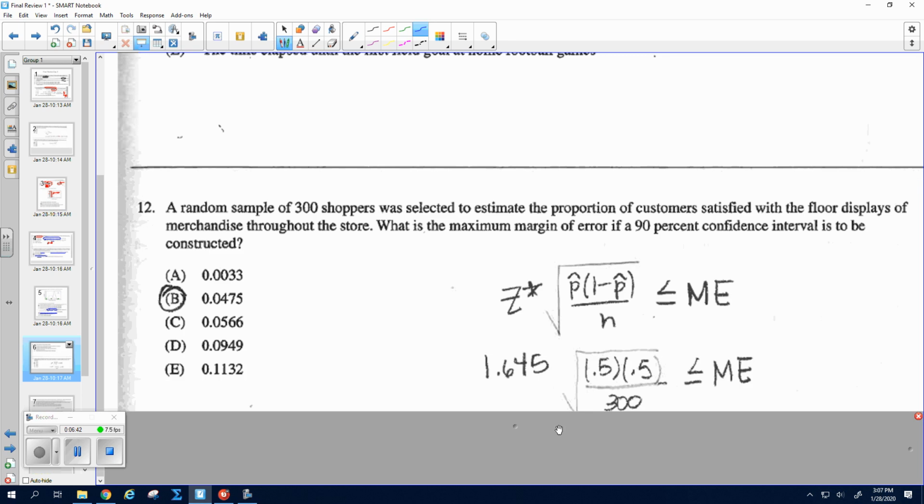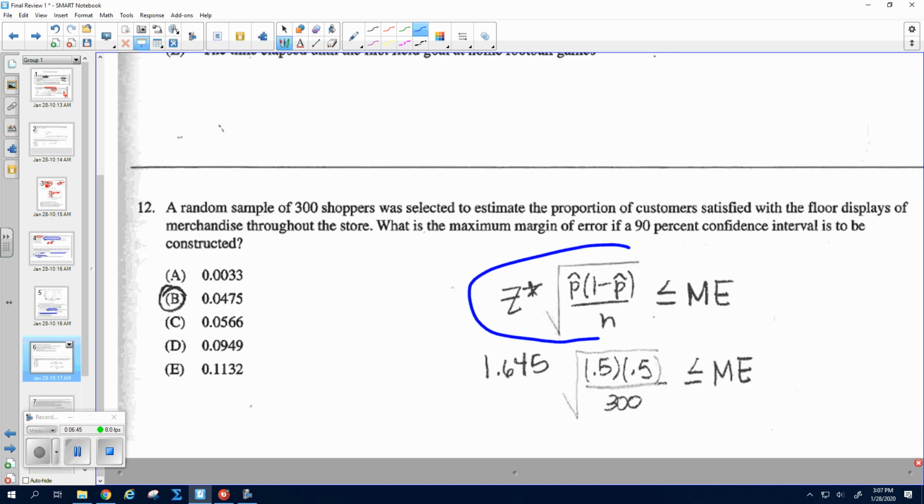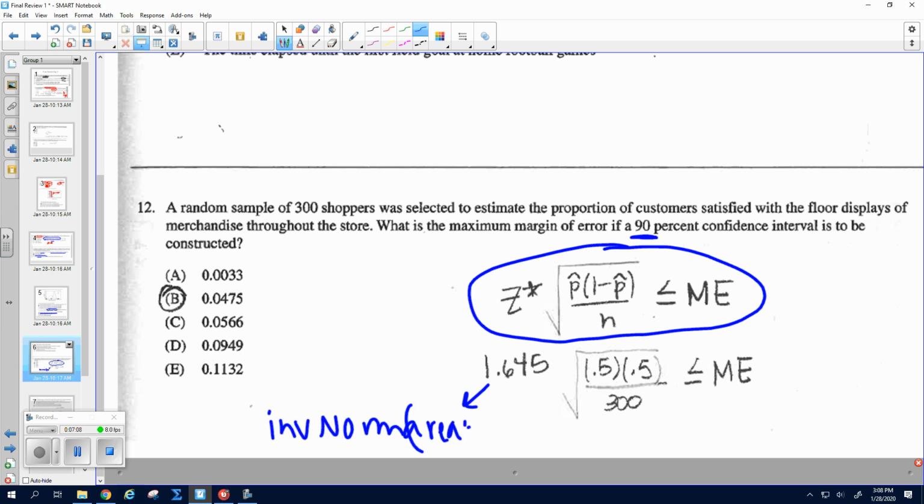Number 12, you guys, you have to know this formula for margin of error. If I want a 90% confidence interval, by the way, I have seen this question on every test or one like it, so make sure you know the margin of error formulas. For 90%, we're going to do inverse norm. The area that you want to plug in is 10% divided by 2, so 5%. Mean of 0, standard deviation of 1 gives you 1.645. They did not give us a sample P, so you use 0.5, and then our sample size is 300.